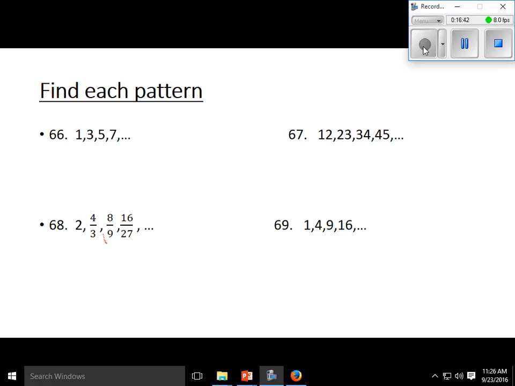What's the next number? Grab your calculator, use it.